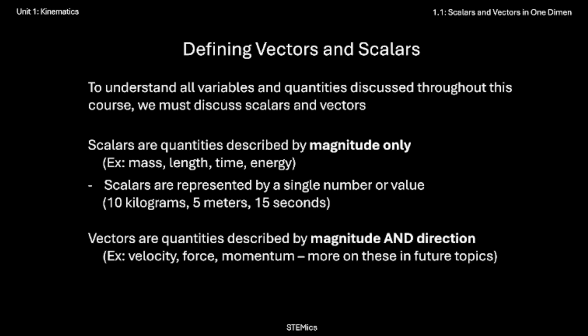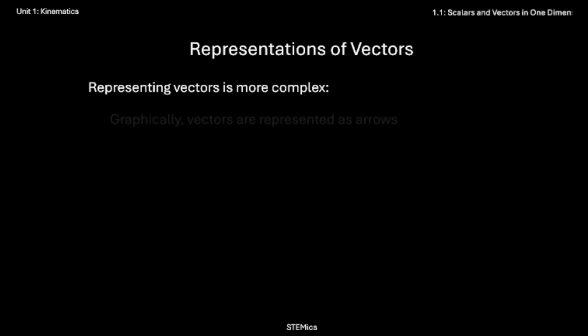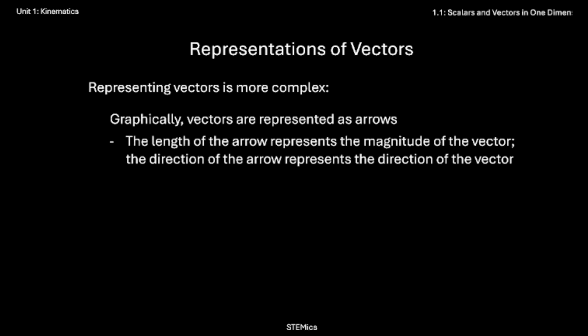But vectors are quantities that contain both magnitude and direction. So you have velocity, force, momentum. We will learn this in future topics, but remember how scalars can be represented by just a single value, right? Vectors are much more complex to represent because graphically they are represented as arrows. The length of the arrow represents the magnitude of the vector. The direction of the arrow is the direction of the vector.